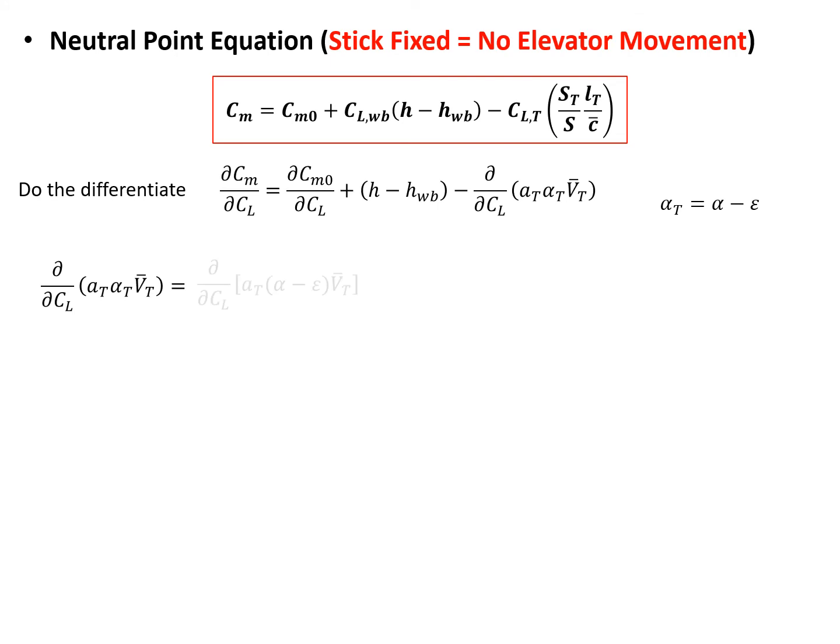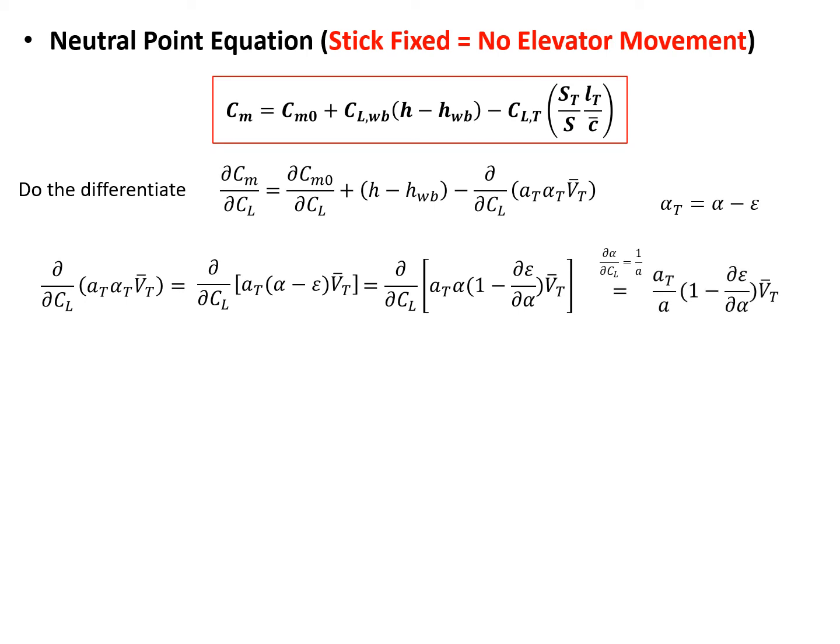Okay, so we are focusing on the last term. We can take it out and rewrite. We are replacing alpha t by alpha minus epsilon, and we just take alpha out of that small bracket, and then we have alpha times 1 minus partial epsilon partial alpha. And because we know partial alpha partial CL, for the wing body or wing, equals 1 over A, that's the lift curve slope, we can eliminate the partial difference now. So it equals AT divided by A times 1 minus partial epsilon partial alpha times the tail volume coefficient. So this is what we have on the right hand side, the last term.